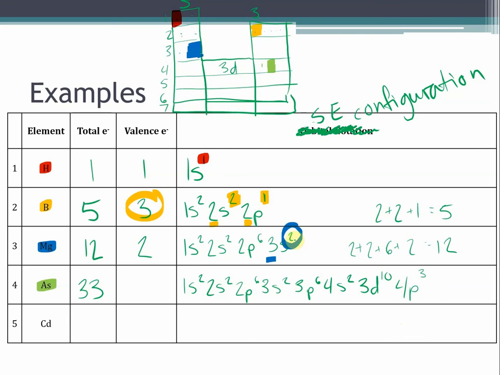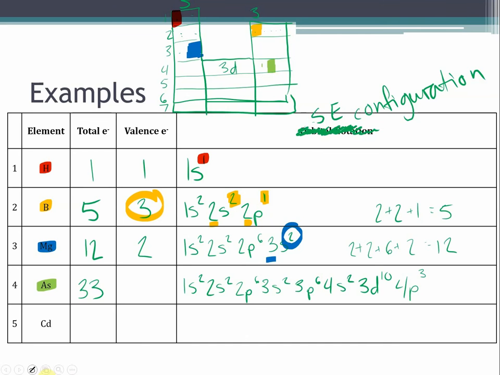Let's check to make sure that works out. 2 plus 2 plus 6 plus 2 plus 6 plus 2 plus 10 plus 3 gives you 33. So that is the correct answer. This is our standard electron configuration. Still a bit of writing, but definitely faster than drawing all of our lines, all of our arrows.